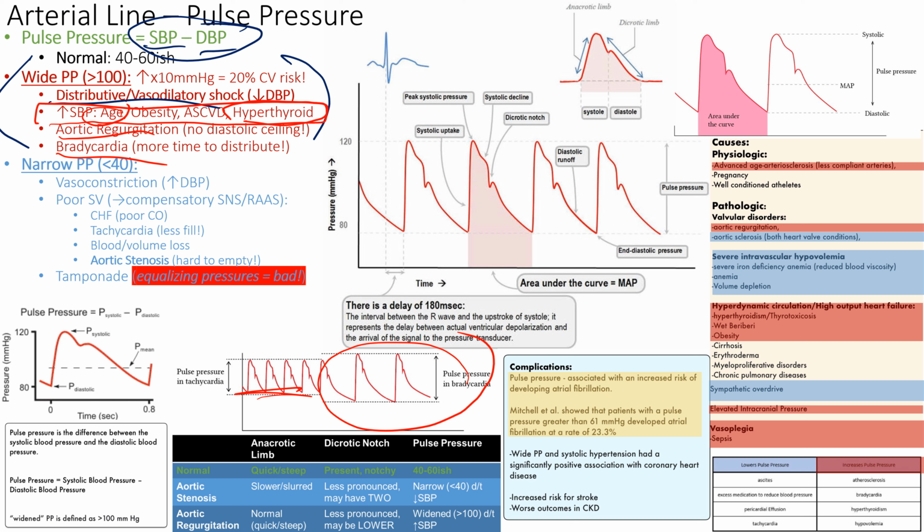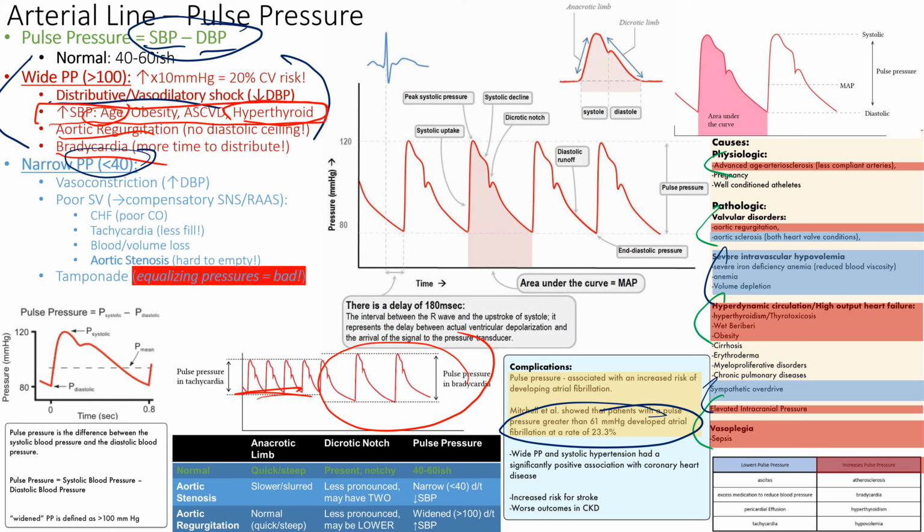So in red here, these are reasons for wide pulse pressure, and in blue are the reasons for narrowed pulse pressure, a pulse pressure like less than 40. And just of note, when you have a pulse pressure that's wide, it puts you at high risk for AFib. So it's not something to take lightly. It's not just, oh, you've got a wide pulse pressure. It puts you at risk for AFib, and then they can develop embolic strokes and such.